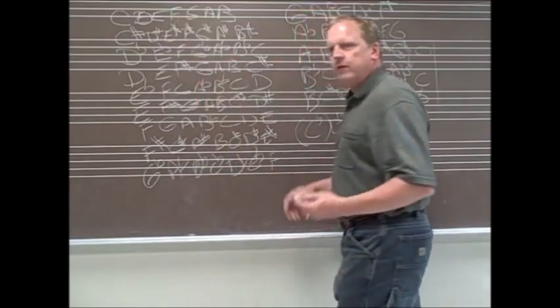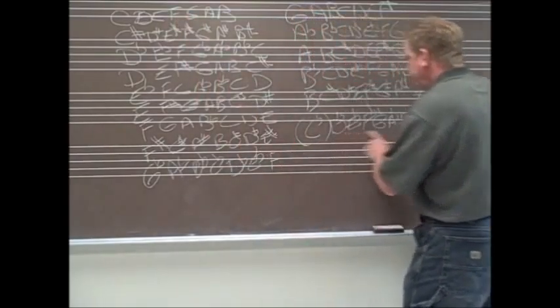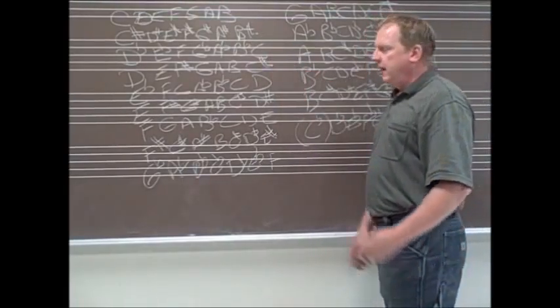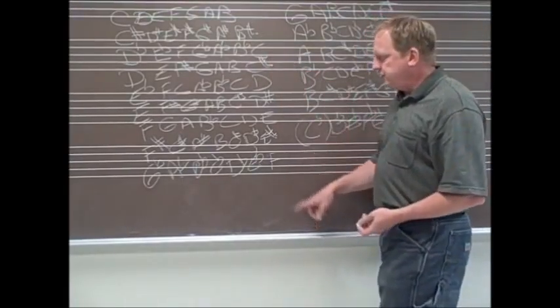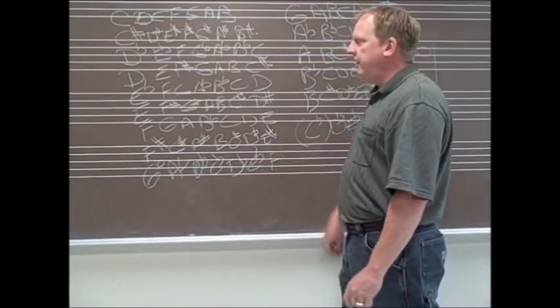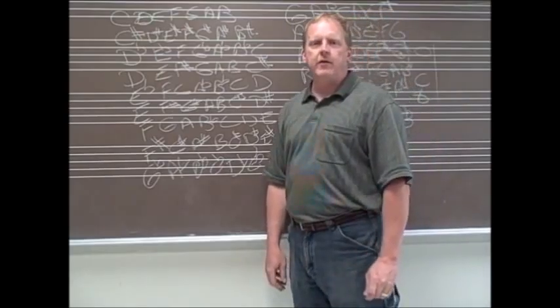C has no sharps or flats. C flat, everything is flat. And C sharp, everything is sharp. And so you could figure some of these out that way. G flat has everything flat except for the last note, F. And the rest you kind of get from memory on your own.